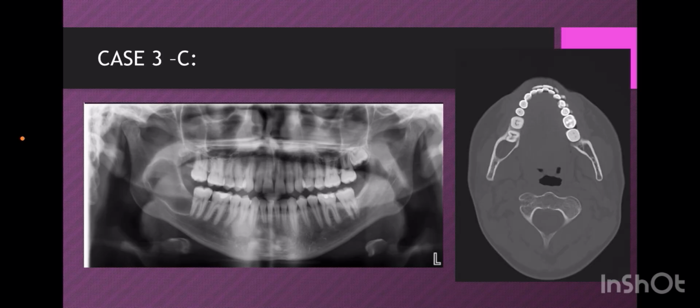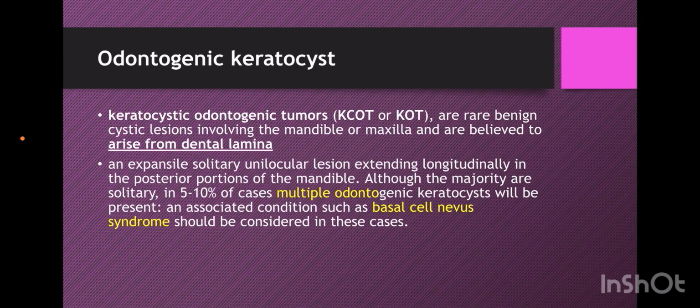Case 3 part C: you can see in the OPG on the left side, and in the CT scan on the right side, a lytic bony lesion in the mandibular angle that does not contain an unerupted tooth and is not correlated to the roots of any tooth, and it's an odontogenic keratocyst. Odontogenic keratocysts usually arise from the dental lamina, and if they are multiple, we can think about basal cell nevus syndrome.